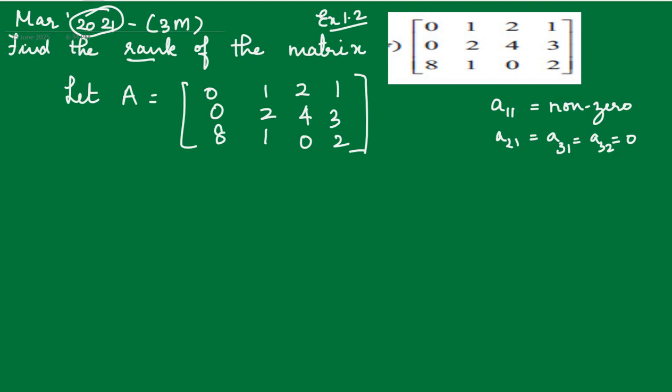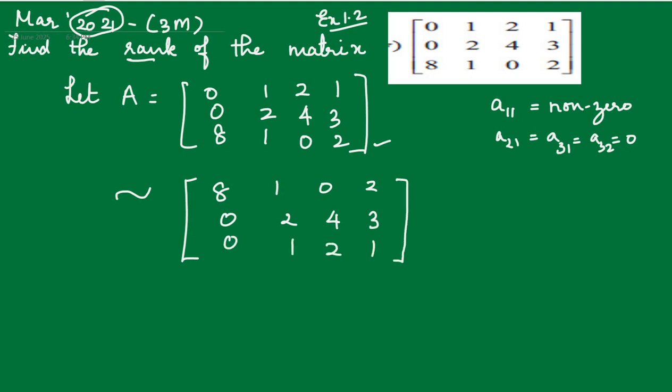So in order to transform that, I transform the given matrix by interchanging R1 and R3. So the R3 elements become the first row, so elements of the first row 8 1 0 2. Second row remains as it is. The first row comes to the last row, that is 0 1 2 1. Now the transformation made here is R1 and R3 are interchanged.